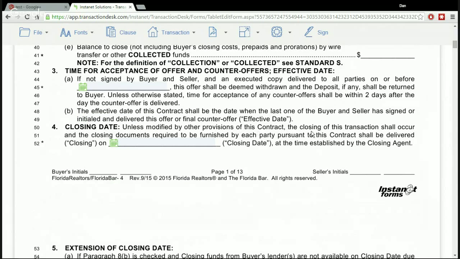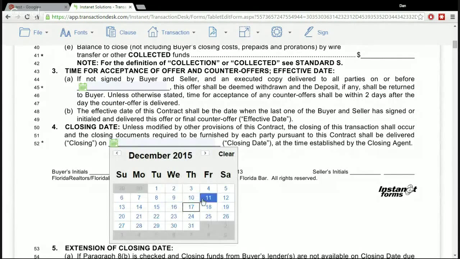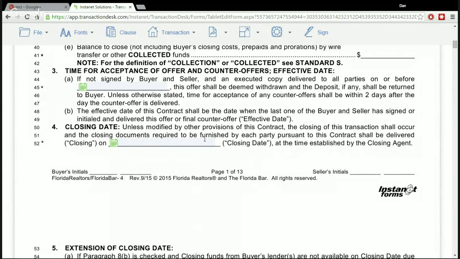Closing date, this is pretty self-explanatory. You can choose it. If you're using transaction desk, you just hit a drop down, boom. Very convenient. You put your closing date in there.